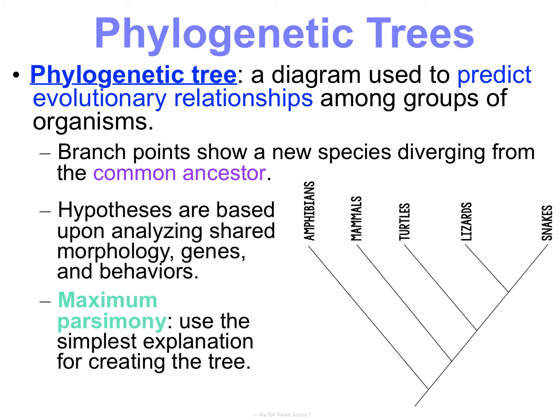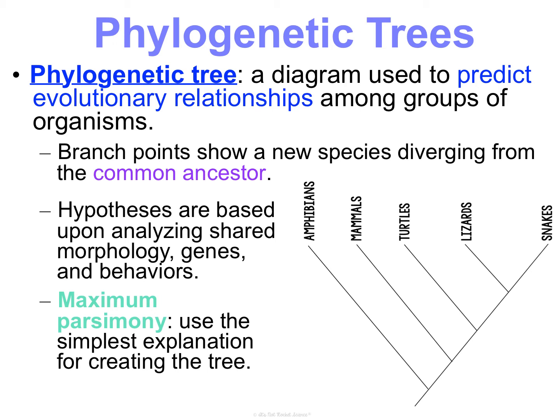As students, you will need to know phylogenetic trees, how to read them. A phylogenetic tree is a diagram that's used to predict evolutionary relationships amongst groups of different organisms. The diagram branches at points that show where a new species has diverged from. And so the branching points are representative of a common ancestor, which we don't always know who these are. We hypothesize that this relationship is based on shared characteristics. We analyze the morphology of organisms. Now we have genes. We can analyze the genes and, of course, how they behave.